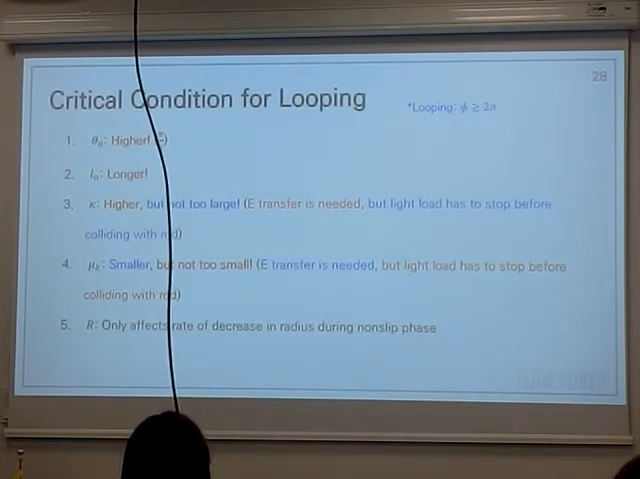For the coefficient of kinetic friction, there is a similar analogy. The coefficient of kinetic friction has to be smaller because more energy from the heavy load has to be transferred onto the light load for it to completely loop around the rod. However, it needs to be not too small because the light load has to stop before colliding with the rod. And for the radius of the rod, we observed that it does not have a clear effect during the slip phase. Rather, the radius of the rod heavily affects the rate of the radius decrease during the non-slip phase.